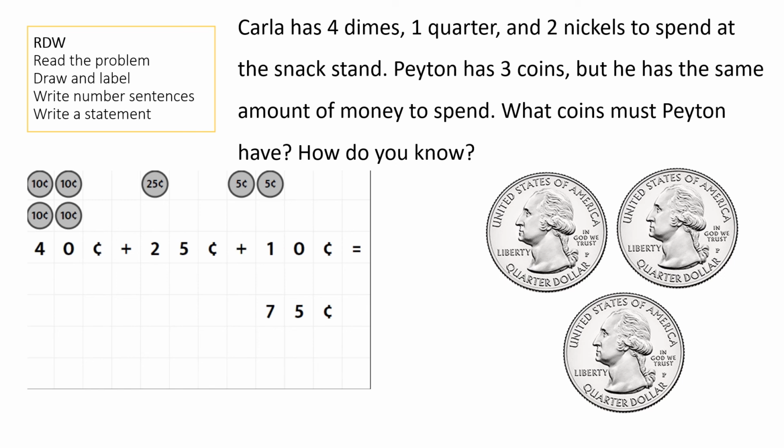Peyton must have 3 quarters because 3 quarters adds up to 75 cents. 25 plus 25 plus 25 gives us 75 cents. If we had used other coins, we would not have gotten the same value.